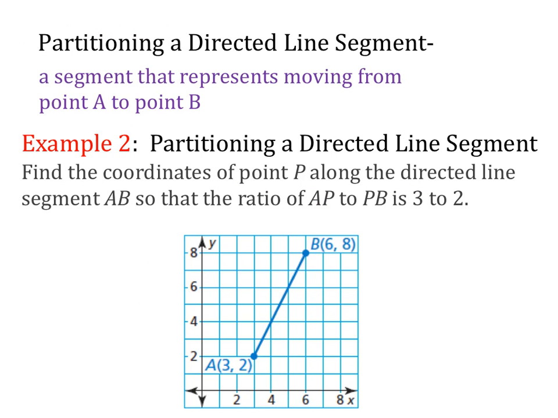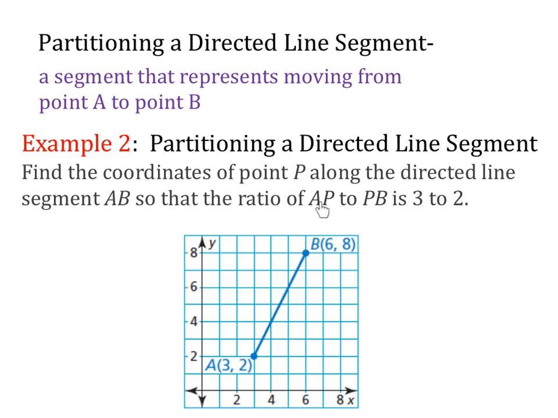All right, so partitioning a directed line segment is a segment that represents moving from point A to point B. So partitioning, remember, is to divide into parts. We've done partitioning before. It was on a one variable direction. This time our partitioning is going to be in the coordinate plane, so 2 dimensions, so an x and a y value. So find the coordinates of point P along the directed line segment AB so that the ratio of AP to PB is 3 to 2.